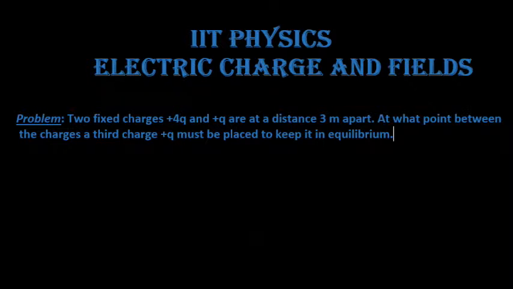So now we have a problem. Two fixed charges, plus 4q and plus q, are at a distance of 3 meters apart. At what point between the charges must a third charge, plus q, be placed to keep it in equilibrium?